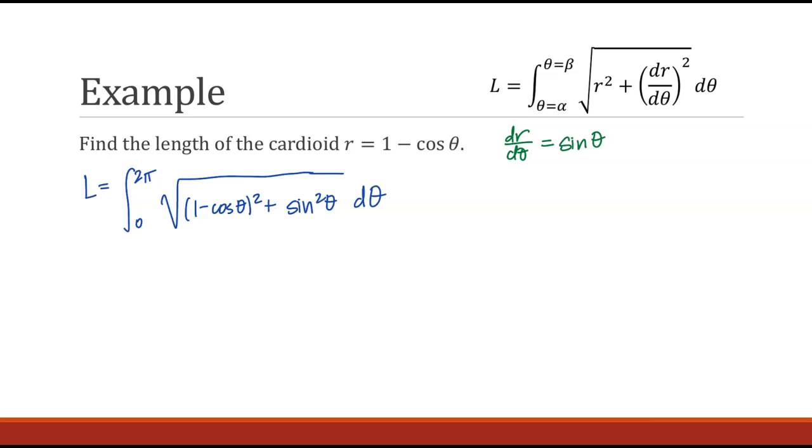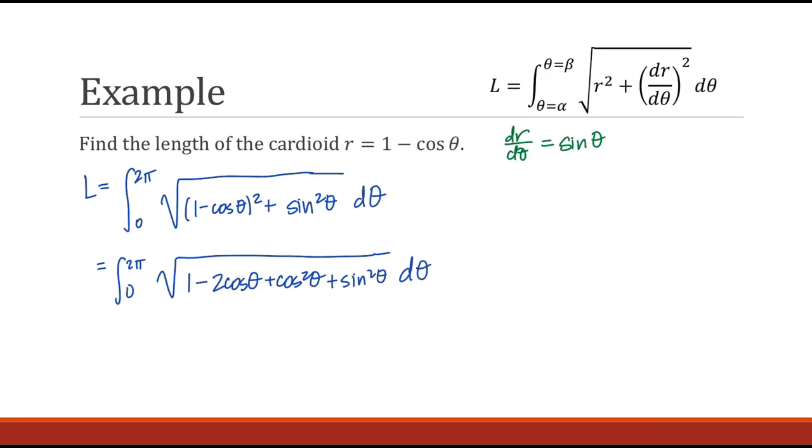All right, so let's go ahead and distribute out 1 minus cosine theta squared. So that's going to give us 1 minus 2 cosine theta plus cosine squared theta. Remember that we can't just distribute the exponent. That doesn't work, so I'm distributing out the binomials here. And then plus that sine squared theta d theta.